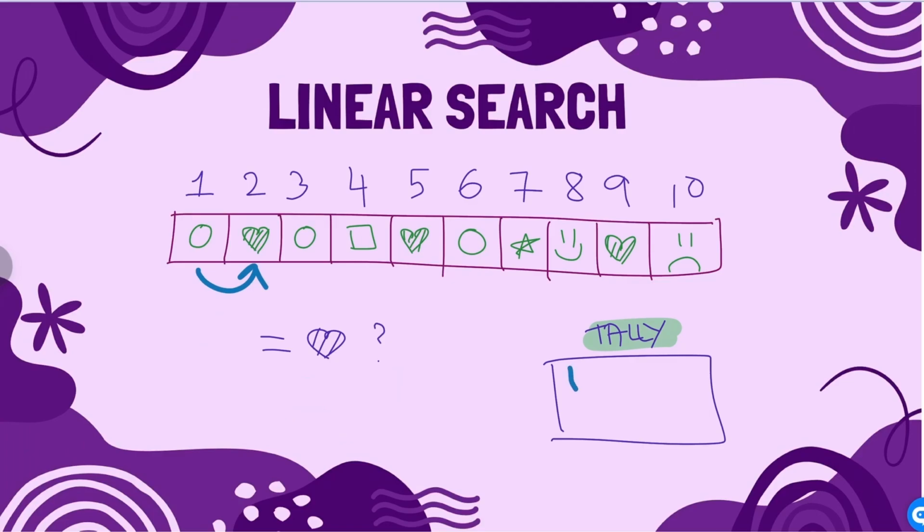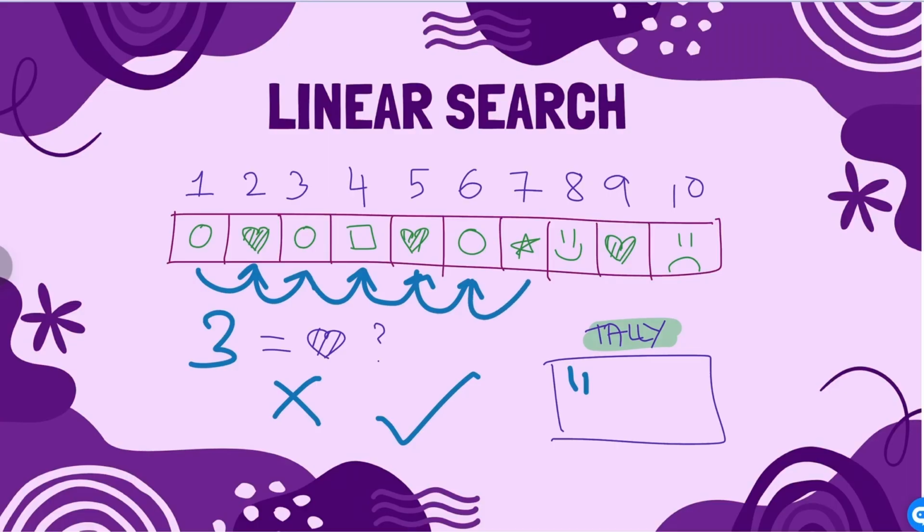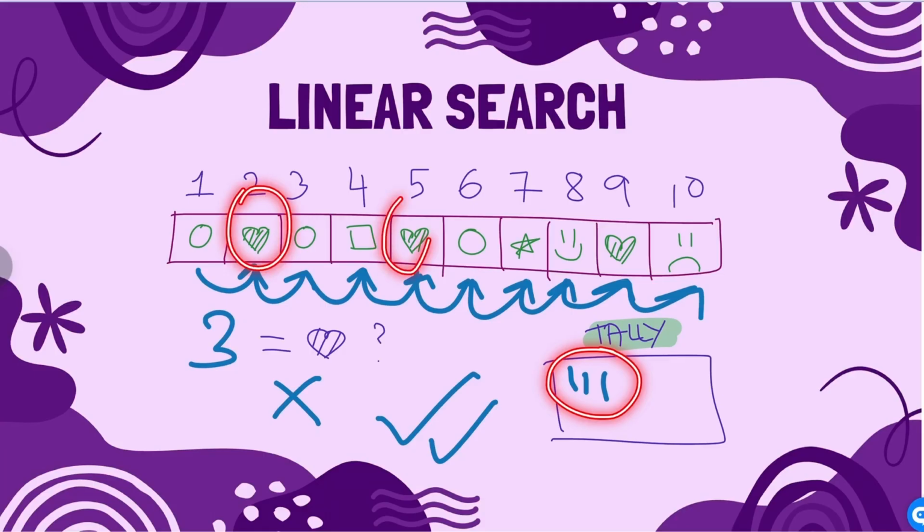Next, move on. Position 3, is it a heart? No, it is a circle, so no tally. Then 4, is it a heart? No. Is 5 a heart? Yes. 1 more tally point. Is 6 a heart? No. Is 7 a heart? No. Is 8 a heart? No. Is 9 a heart? Yes. 1 more tally point. Is 10 a heart? No. So now we know our answer. There are 3 hearts in the entire array. And this is how we generally use the linear search.